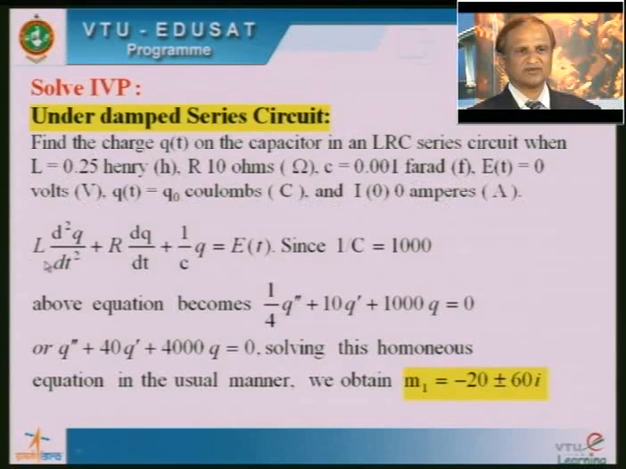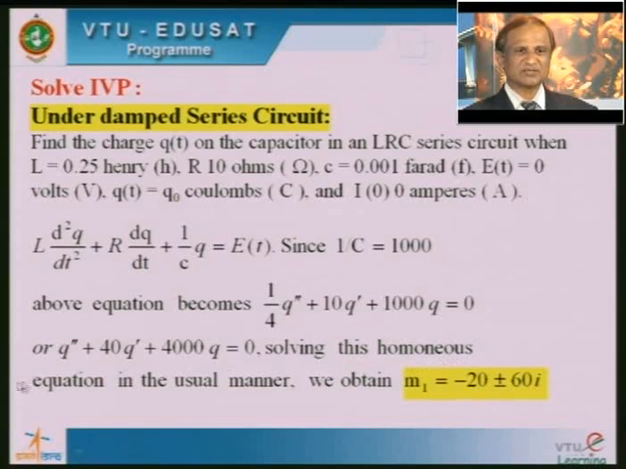So now we can write it in the form of an equation. How are we going to write it? L into d square q upon dt square plus R into dq by dt plus 1 upon C into q is equal to E of t, right. So they have given L, and 1 upon C is equal to 1000. So it can be written as 1 by 4 into q double prime plus 10 q single prime plus 1000 into q is equal to 0. Is it clear? Or the same equation can be written in this form: q double prime plus 40 into q single prime plus 4000 into q is equal to 0. It means multiply both sides by 4. I hope we can obtain this equation, right.